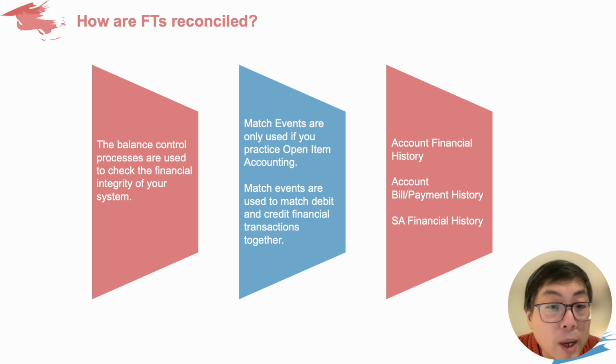Okay, so last one, account financial history, account bill payment history, and financial history. These are all main menu items. So you can access these. I think you can access these from accounts, service agreements, various objects, but they give you a very good indication of what is the history of the financial transactions and how they are actually contributing to the balance. So this is quite important to understand because they are quite useful when you are investigating a particular, say, balance mismatch issue.